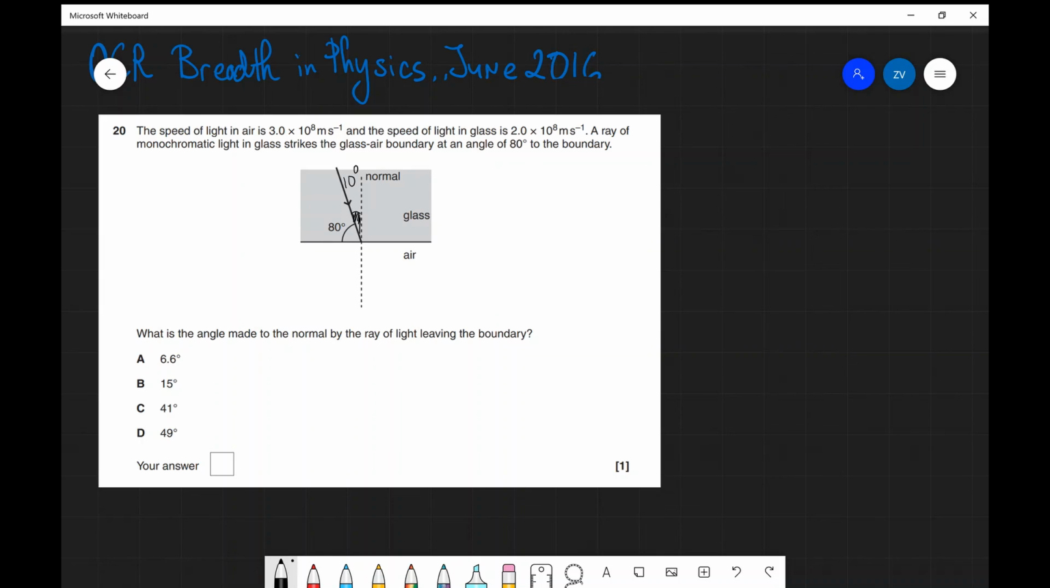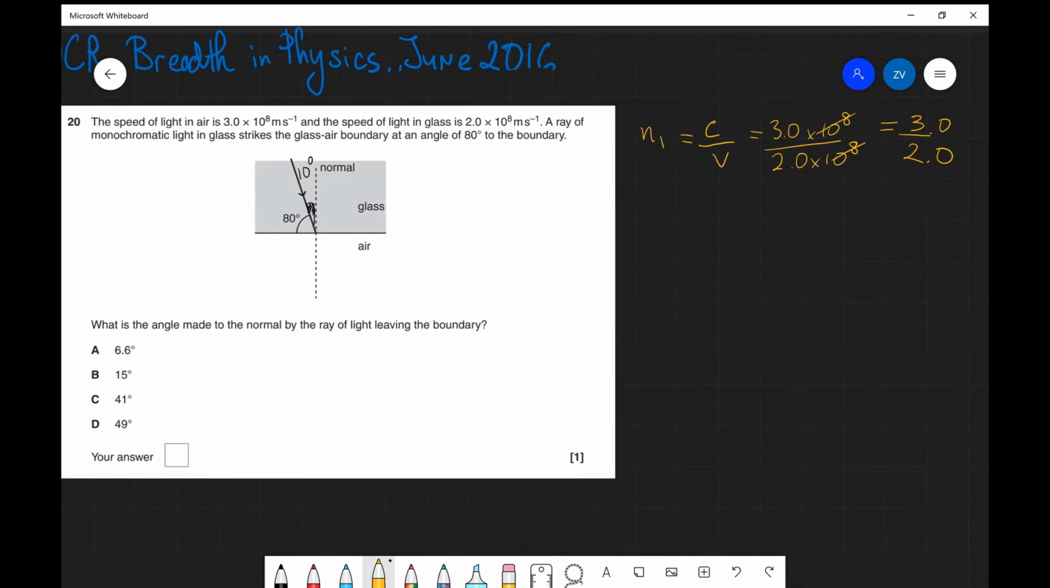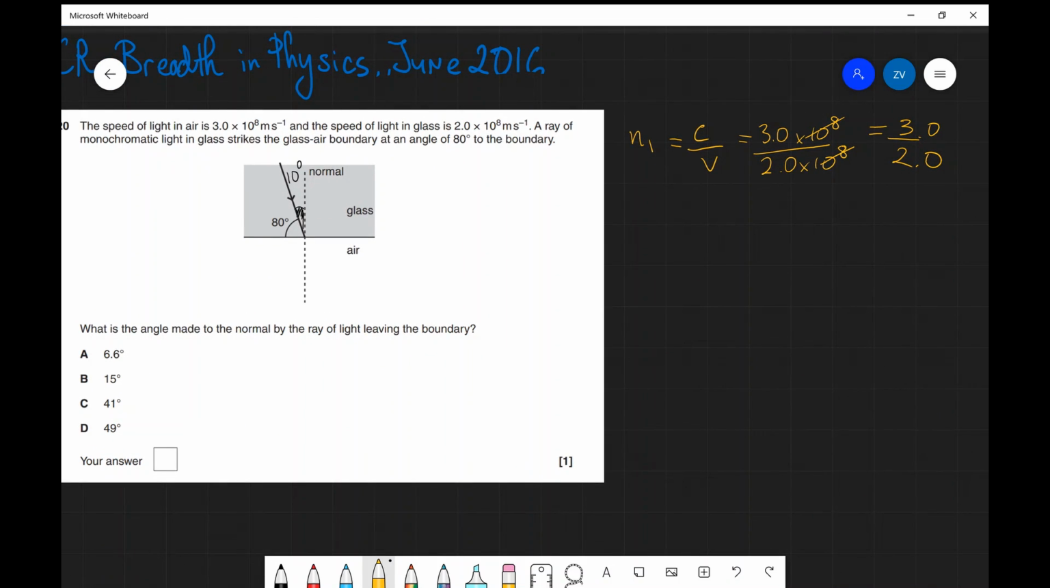The first thing we need to do is work out the refractive index of glass. Let's call that n1, the refractive index of the first boundary. Remember, the refractive index is just the speed of light in a vacuum divided by the speed of light in that particular substance. So this is equal to 3.0 times 10 to the 8 over 2.0 times 10 to the 8, which is essentially just equal to 3 over 2. So it's a fraction.